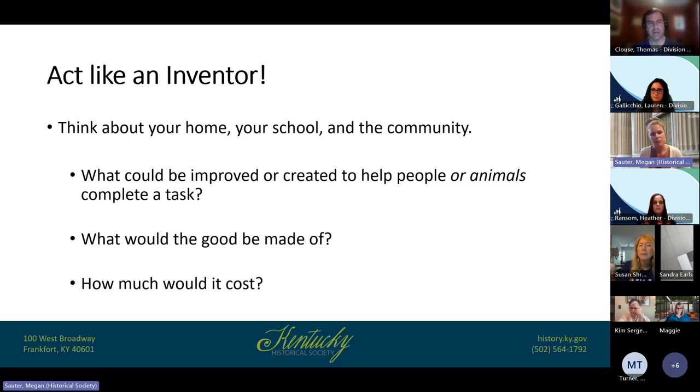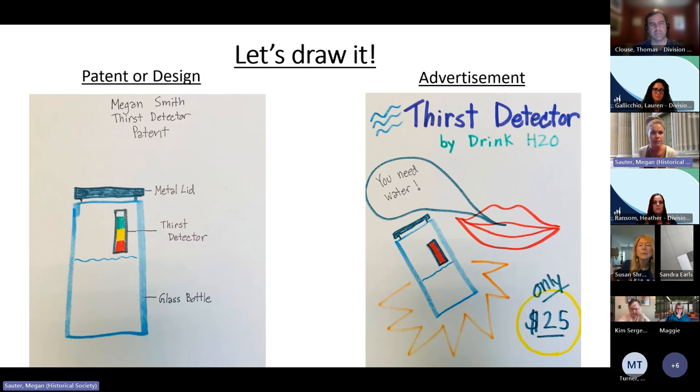They like to help their pets at home too. Complete a task. What would the good be made of? It's thinking about the materials and how much would it cost? One thing to do with this too is to bring the class back together and make sure that you're brainstorming and discussing those ideas so that you can help walk through what they want to create before you give them materials. Because we are going to start kind of like an arts activity here.